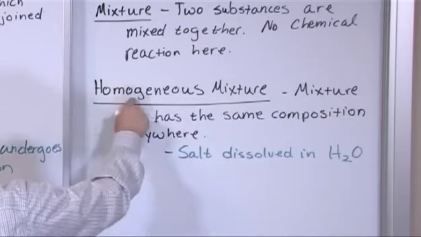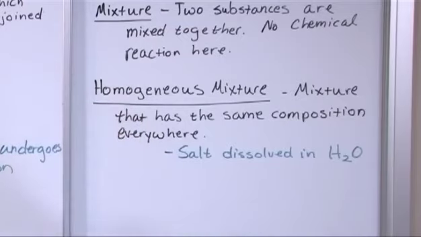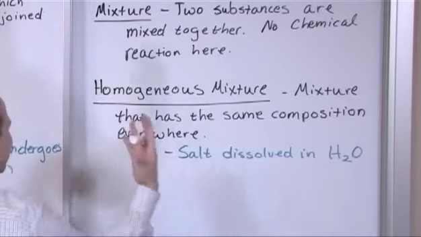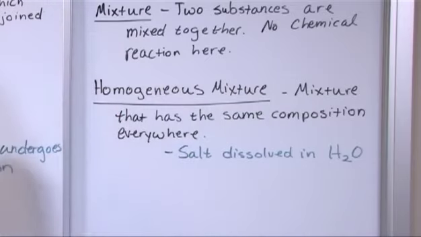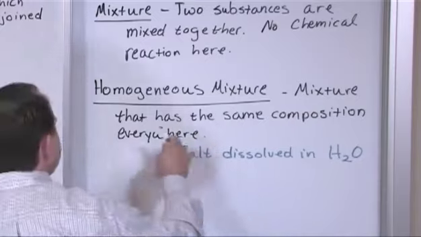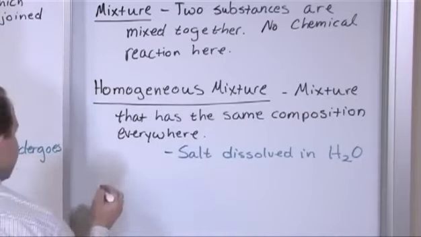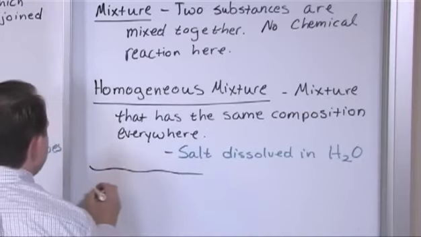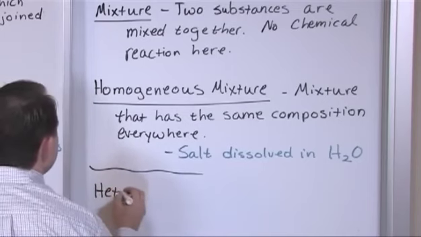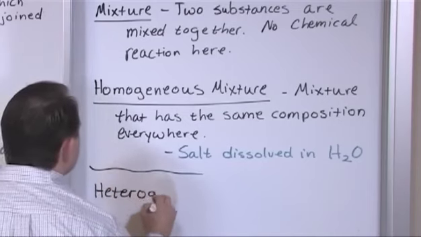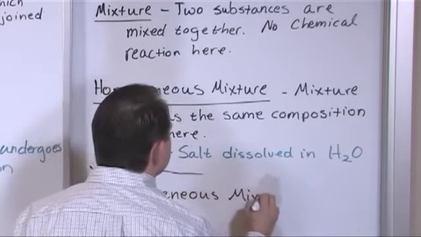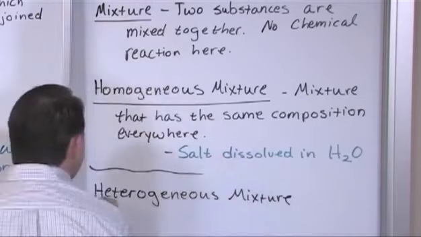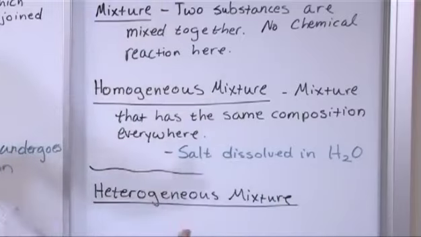The prefix homo means the same. So when you think of it that way, homo means the same, so it's the same composition everywhere. So since we're talking about different kinds of mixtures, we have a homogeneous mixture. Then you would also have a heterogeneous mixture, right? And so from this example, you probably should be able to figure out hetero means different.